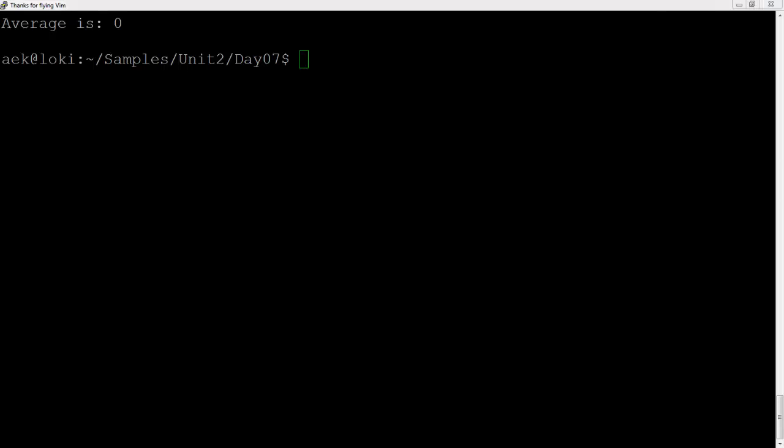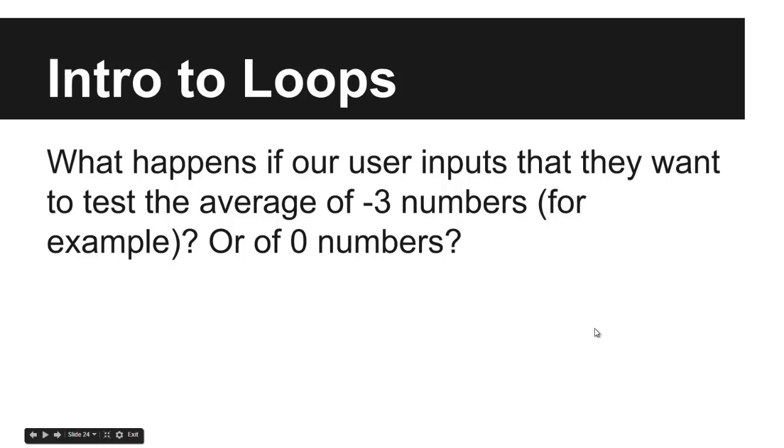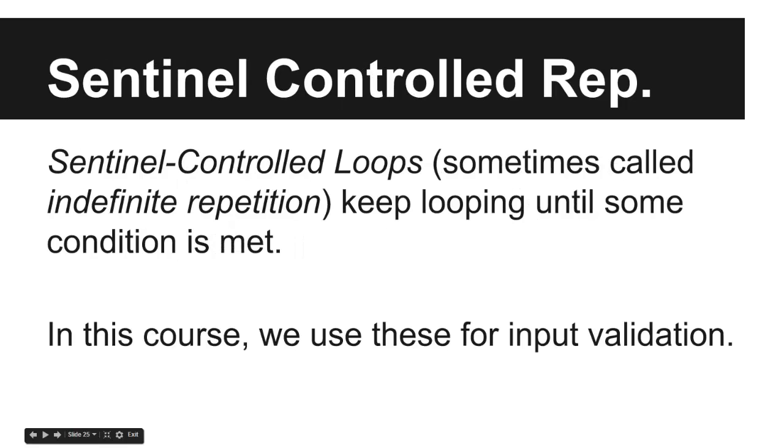And so the next loop structure that we're going to talk about here in just a second is what we call the sentinel-controlled loop, sometimes called indefinite repetition. That just keeps looping until some condition is met. We'll solve that particular problem with sentinel loops. Be back in a second.